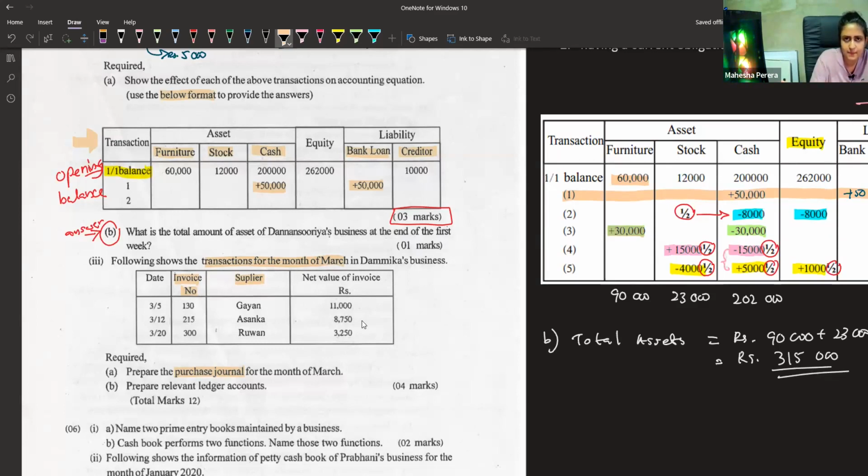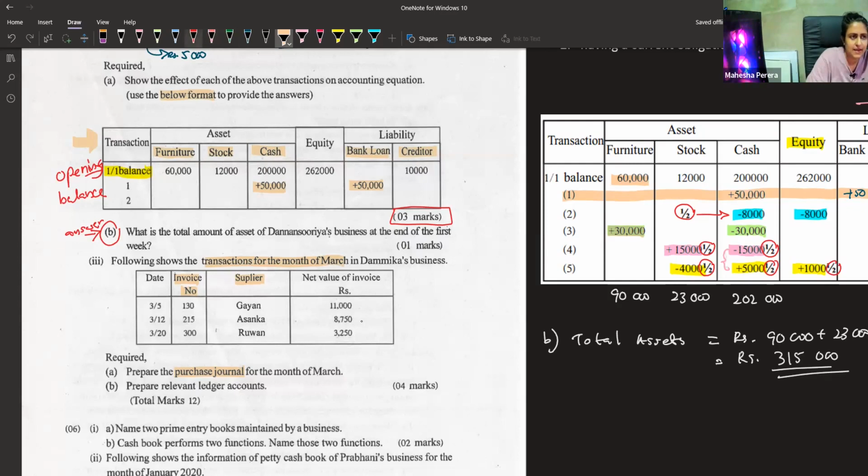So do you remember how to prepare the purchaser's journal? Right? Now what type of a transaction do we record in the purchaser's journal? We record only credit purchase of trade goods. That means stock. Only if stock is bought on credit is it recorded in the purchaser's journal. So they asked us to prepare the purchaser's journal as well as the relevant ledger accounts. Now, what are the relevant ledger accounts related to this purchaser's journal? Mainly, we have to have the purchaser's account and then separate accounts for each supplier.